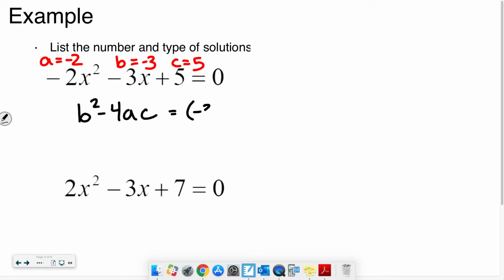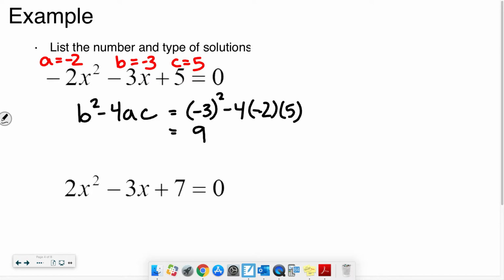Plugging that in, I'll have negative 3 quantity squared plus 4 times negative 2 times 5. When I square the negative 3, it'll be a positive 9. And then I have positive 4 times negative 2. Oops, sorry, that should be a minus 4, shouldn't it? B squared minus 4ac, my apologies. B squared minus 4 times a, which is negative 2, times c, which is 5.